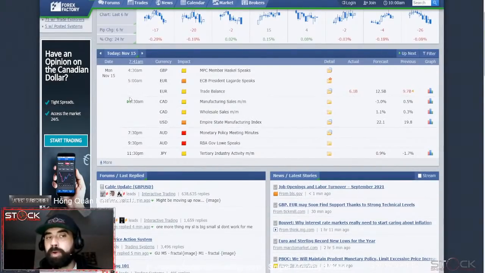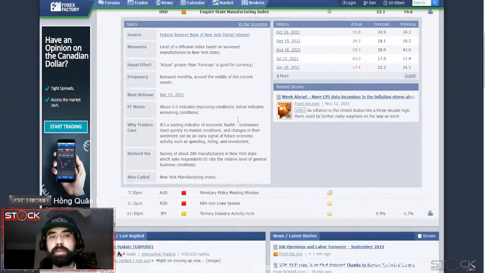Okay, you can see what we're working with right here. Look at November. Okay, November 15th. Halfway through the month already. We had Euro news at 5, and now we have some USD orange folder, Empire State Manufacturing Index. So let's take a look at how this will impact.